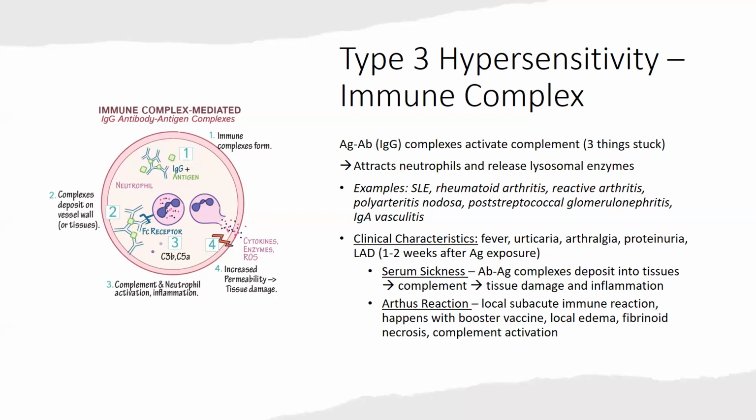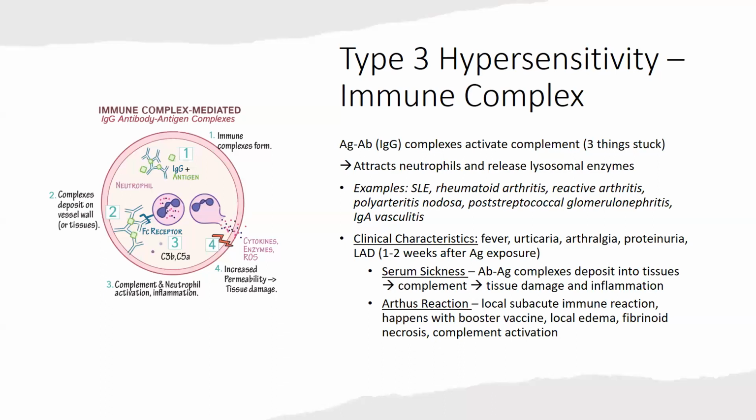Okay. Our type 3 hypersensitivity is also dealing with antibodies, as an immune complex. Now we have the combo of 3 things that get stuck together in our systemic circulation: the antigen, the antibody, specifically IgG, and complement. All 3 things are bound together in this clump, and they're floating through our circulation. This is an example of an antigen that's not on a cell surface. This is an antigen that's freely moving through the body.